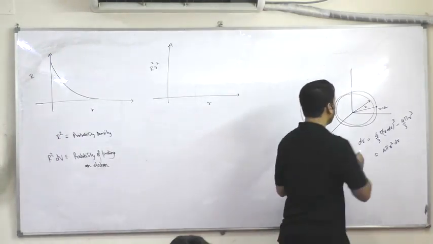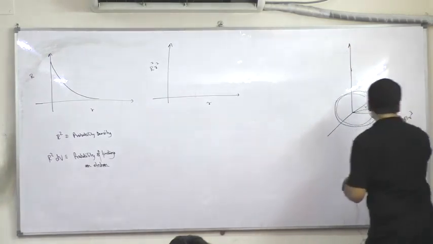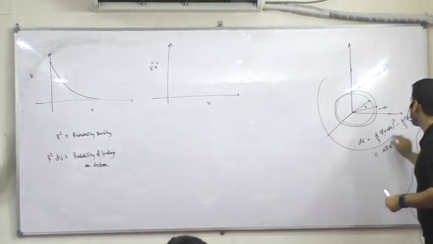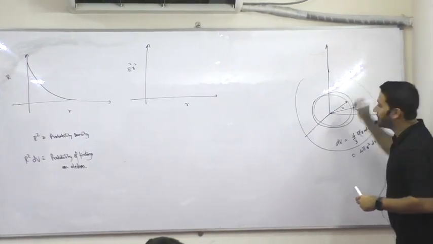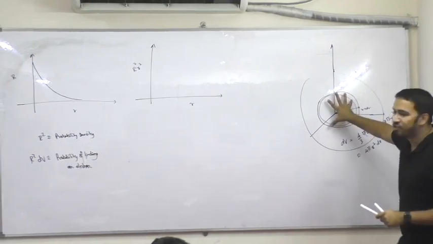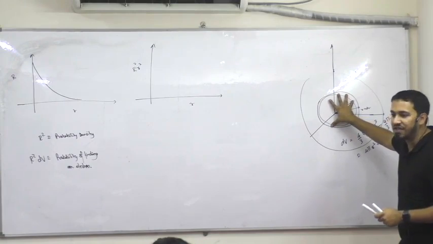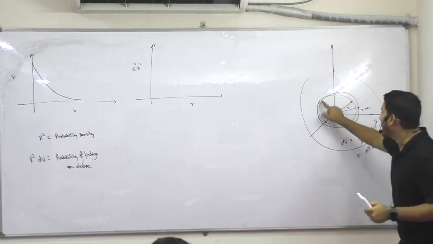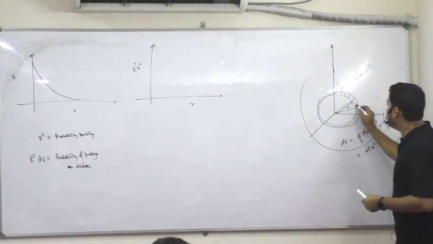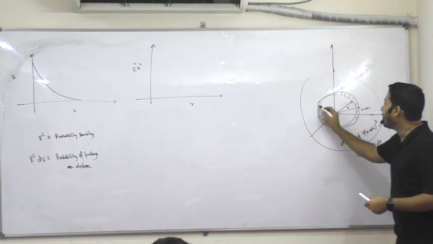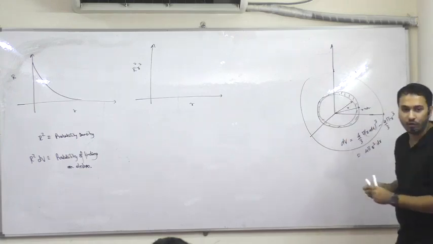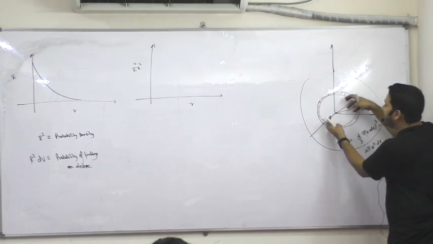So what am I doing here? Let's say, pay attention, let's say this is the 1s orbital, okay? If I take this volume and I multiply it with the probability density, I should get the probability of finding the electron in this tiny volume. And I keep making this shell larger and larger.